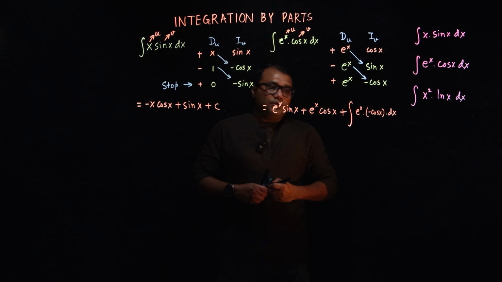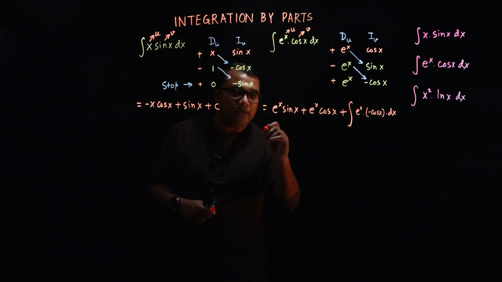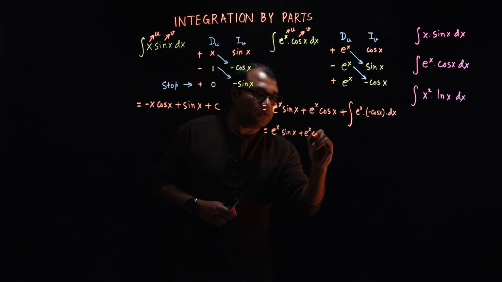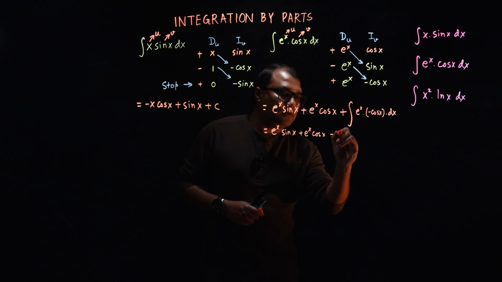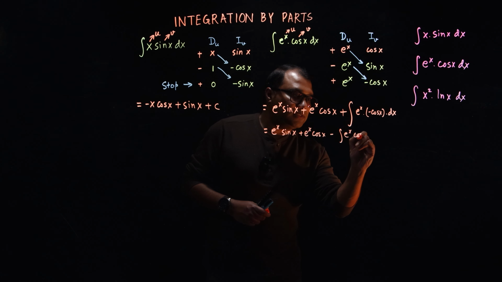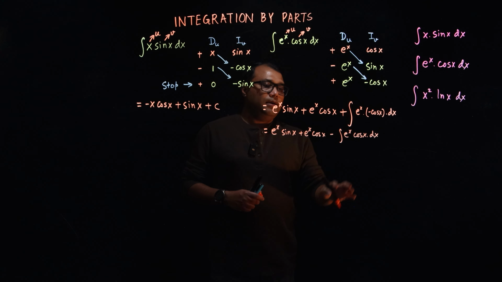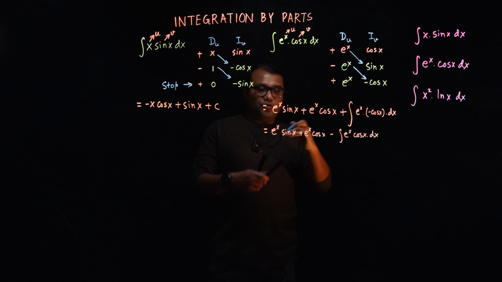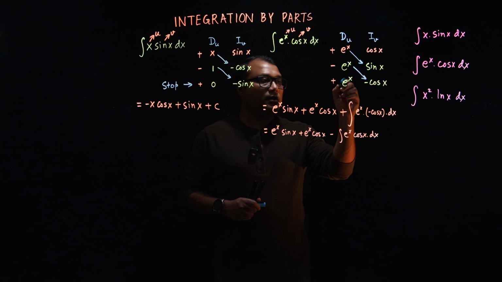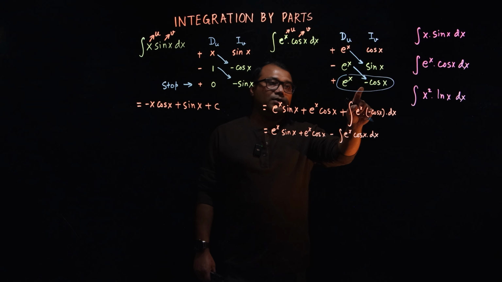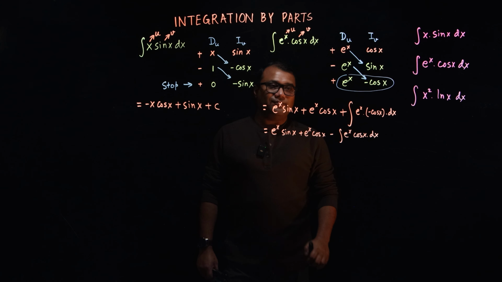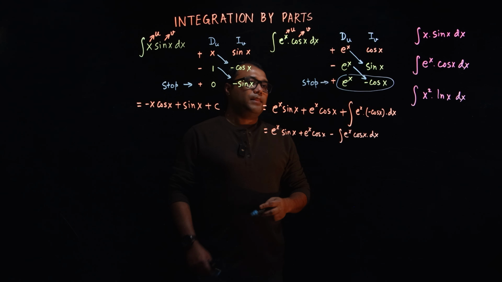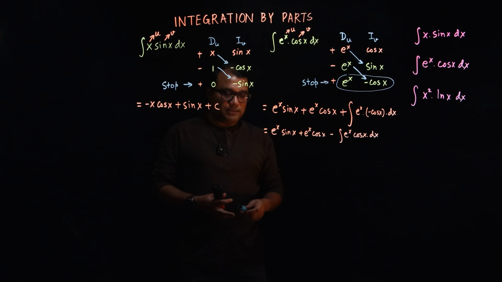Okay. So, you can right away see what is happening here if I write another step: e to the power x sin x plus e to the power x cos x minus the integral of e to the power x cos x dx. This is the same integral that we started with. So, my rule number 2 is we stop if the product of a row is the product of the same functions that we started with. So, this is my stop in this case. Okay, we do not need to go any more beyond this.